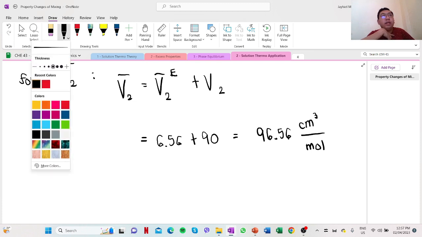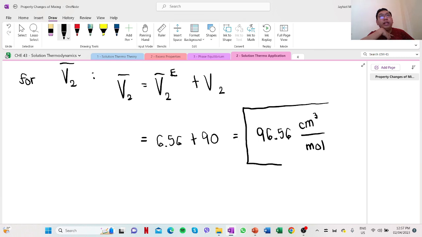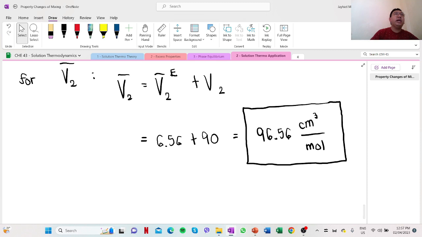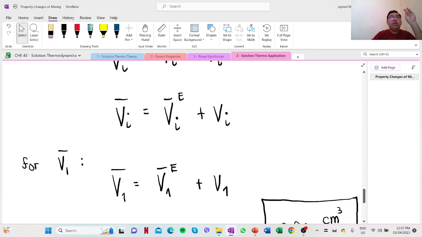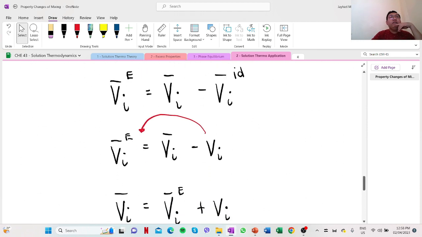All right, so I'm done. So that's it. So what do I get from this word problem? You now found out that excess properties, partial molar properties, and property changes of mixing properties can be obtained. They are just related to each other. Okay? So that will be all for today.